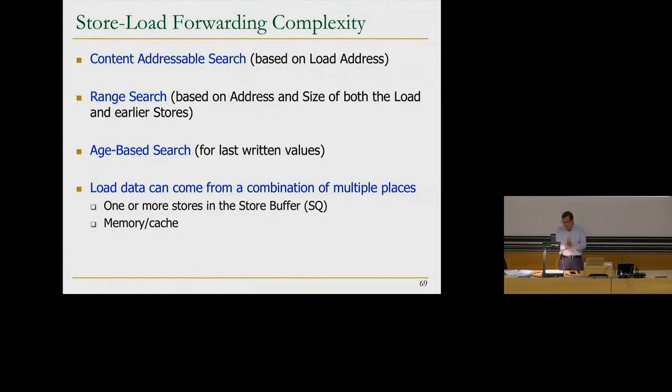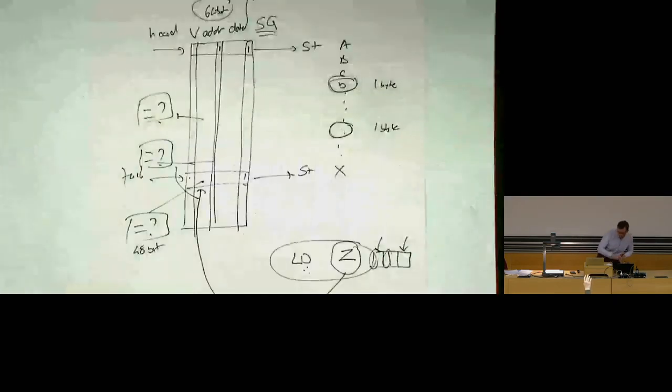This load may be accessing bytes 8 through 12. The store may be writing bytes 11 through 12, right? It's an age-based search. You want to get the last written values. And that's essentially what you need to build over here. Now, on top of this, load data can, let me go back actually over here to the DocuCam.